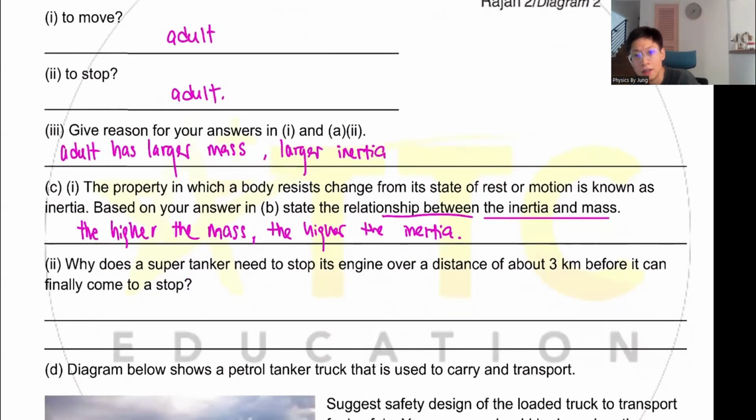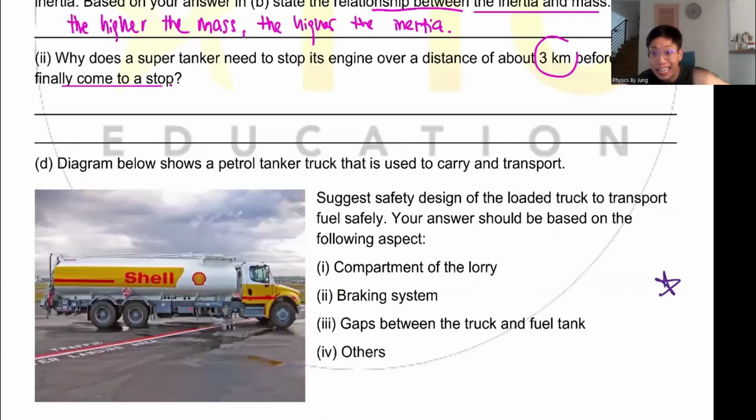Now, why does a super tanker need to stop its engine over a distance of about 3 km before it can finally come to a stop? Why do you need to cover about 3 km before you stop? If you know what a super tanker is, it is not the tank you play in Mobile Legends. This tanker is like those big ships.